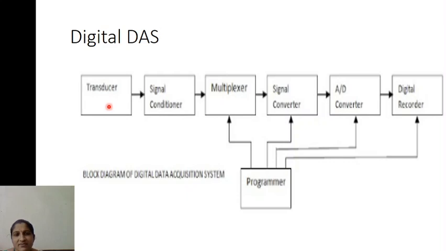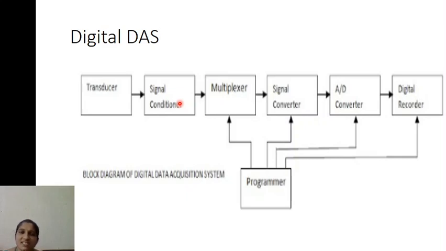And the remaining part will be similar to the analog DAS. So here the input signal is given to the transducer. This transducer will send the input signal to the signal conditioner. So what does the signal conditioner do? The signal conditioner will amplify, filter, or linearize the data, whatever is required. It is done by the signal conditioner.